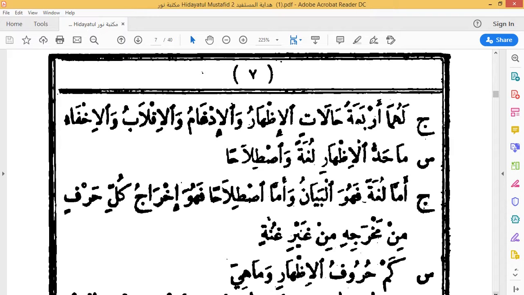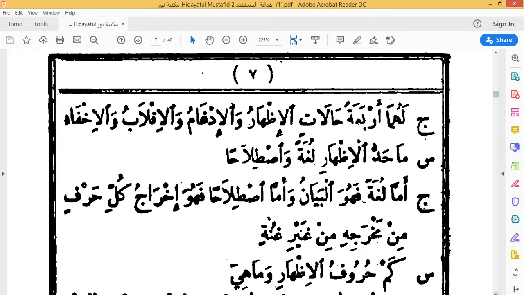Noonus Saakina and tanween. And you will hardly read any surah in the glorious Quran without finding some of these rules or instances occurring. They occur very often. That's why you need to pay full attention and give due diligence to mastering these concepts we are about to discuss. So you said it has four instances. The first one is called al-izhar, the second al-idgham, the third al-iqlab, while the fourth is called al-ikhfa.